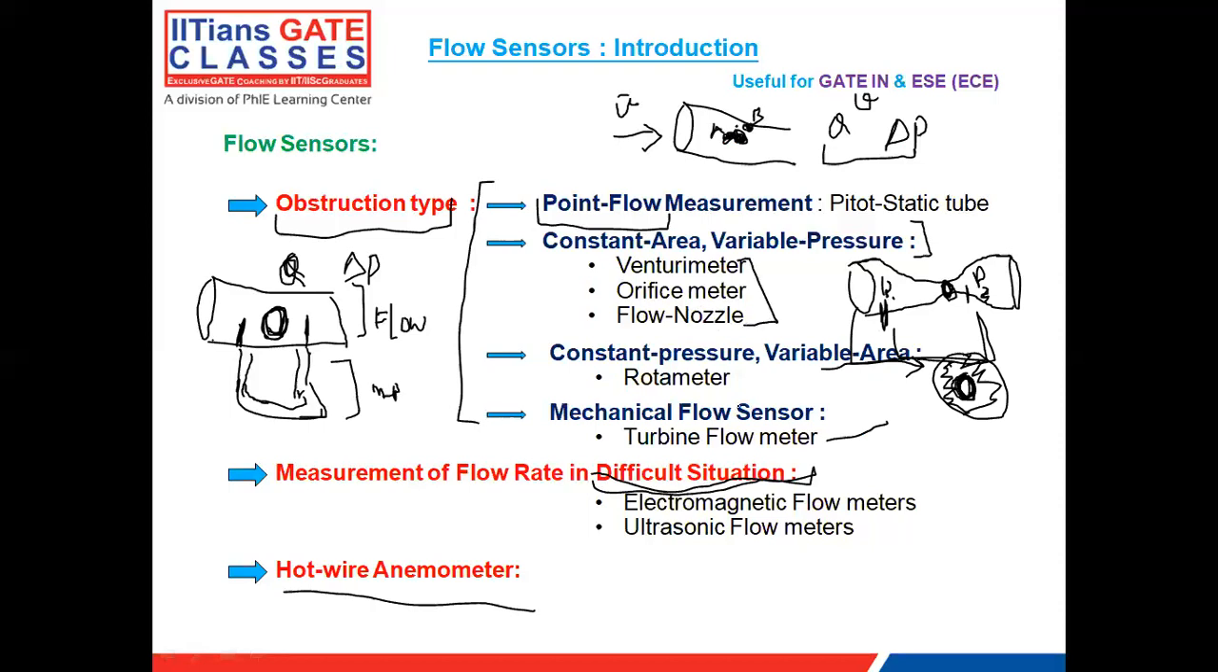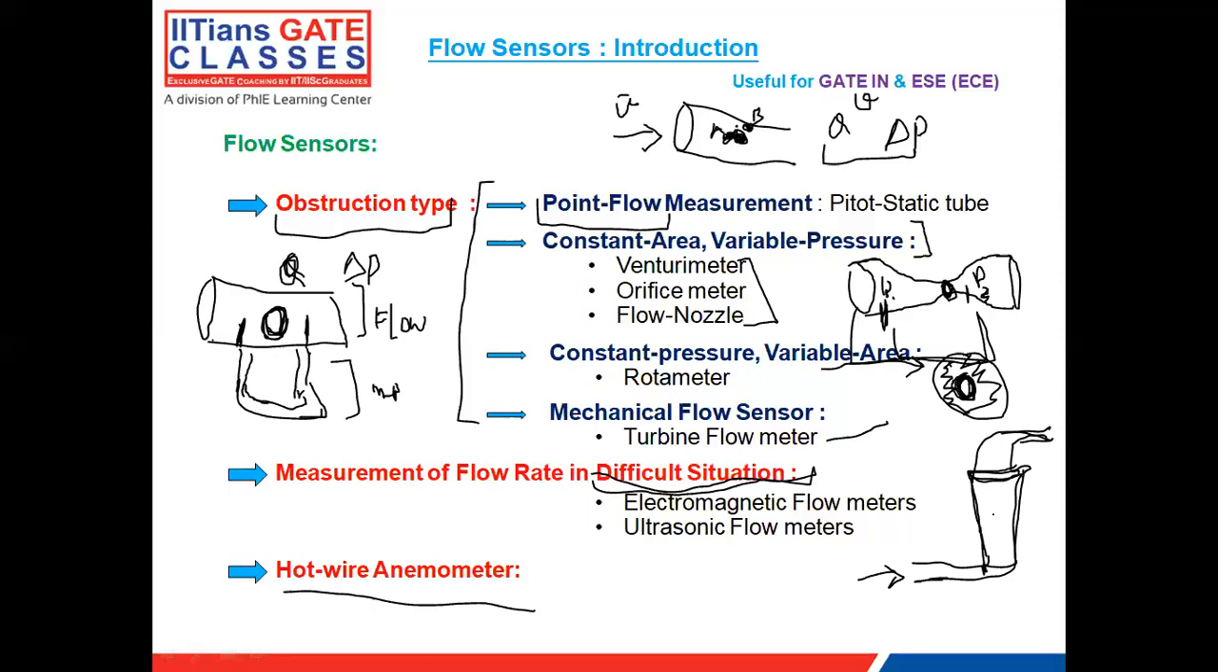Next, coming to your rotameter. In a rotameter, this is constant pressure, variable area. The design is such that you are placing the sensor vertically. This is the pipe, and you want to measure the flow. This pipe is again going here, right? So this part is your rotameter.